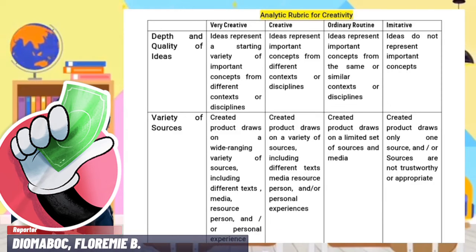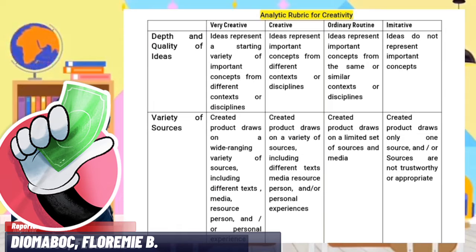We have here an example of an analytic rubric for creativity. So we have very creative, creative, ordinary or routine, and imitative. The first criterion is depth and quality of ideas. In very creative, ideas represent a startling variety of important concepts from different contexts or disciplines. In creative, ideas represent important concepts from different contexts or disciplines. In ordinary or routine, ideas represent important concepts from the same or similar context or discipline. In imitative, ideas do not represent important concepts.